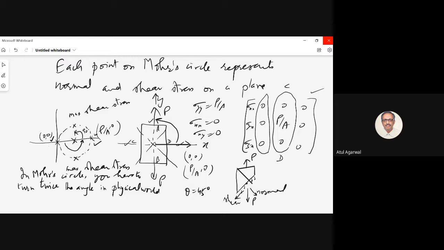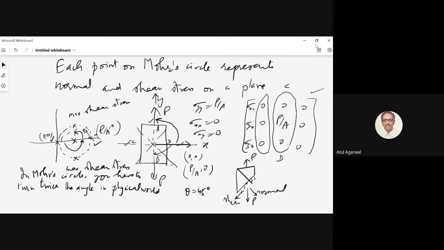Suppose I want to see this plane. So I'll have to go clockwise 90 degrees. So here you go clockwise 180 degrees. Any problem? Sir, this rotation thing, like if we rotate clockwise in the physical world, in Mohr circle, it gets rotated anti-clockwise? No, no, it will rotate in the same direction, the same sense of rotation, but double the angle. Okay. So it's all a geometrical stuff. This is what is seen in geometry. You get the same results.